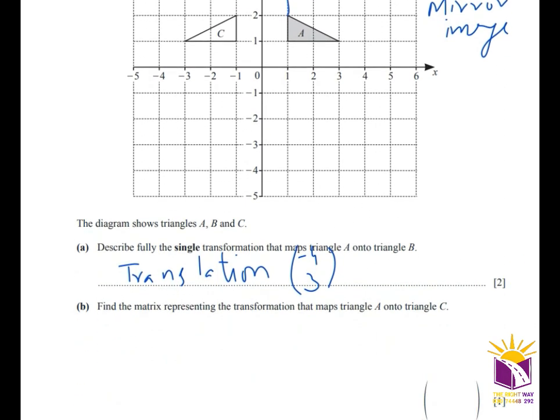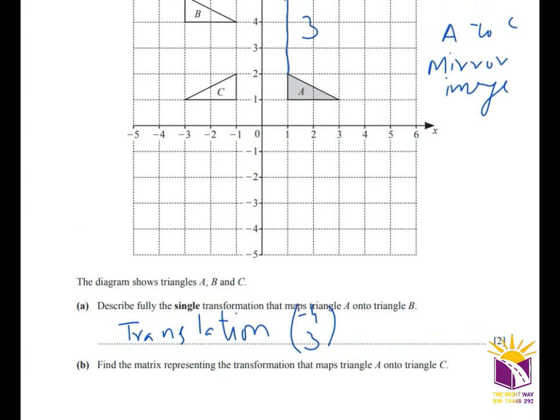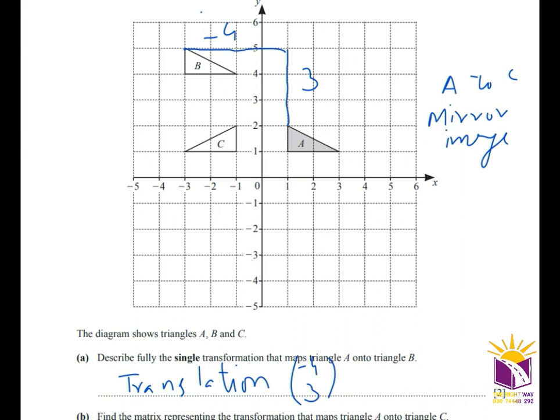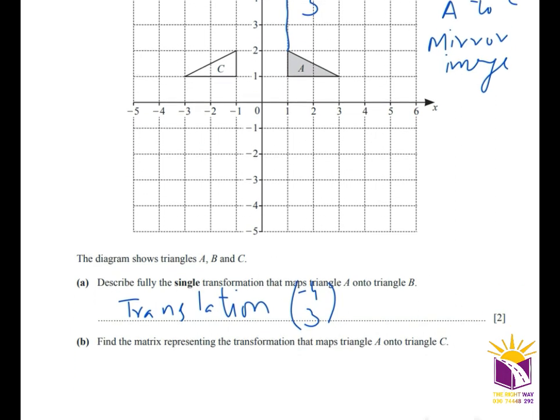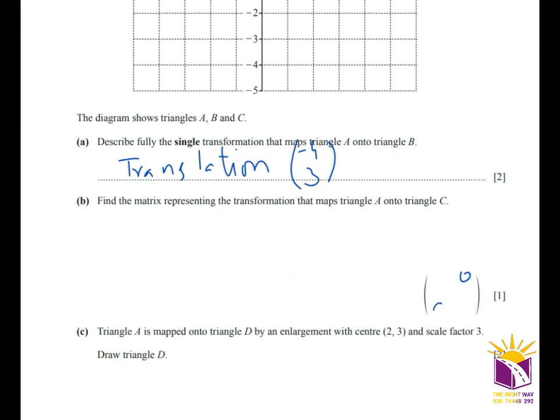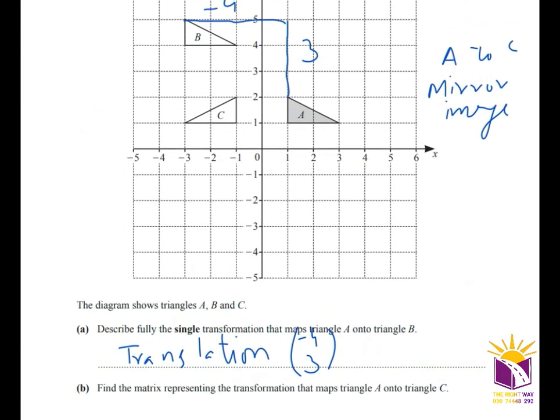Part B. Find the matrix representing the transformation that maps triangle A onto triangle C. Now we can see from here, triangle A and triangle C are mirror images of each other. So first of all we find the center. I can see from here the mirror line is along the y-axis. So my center will be 0, 0.